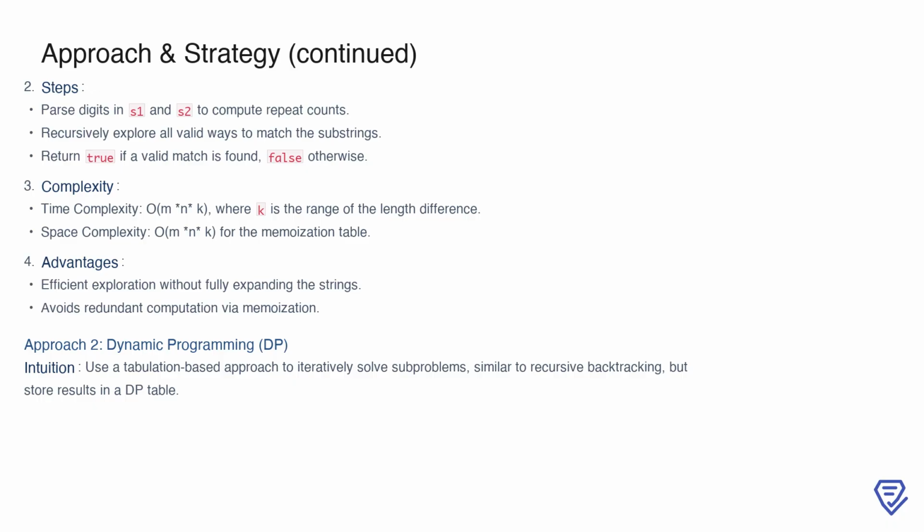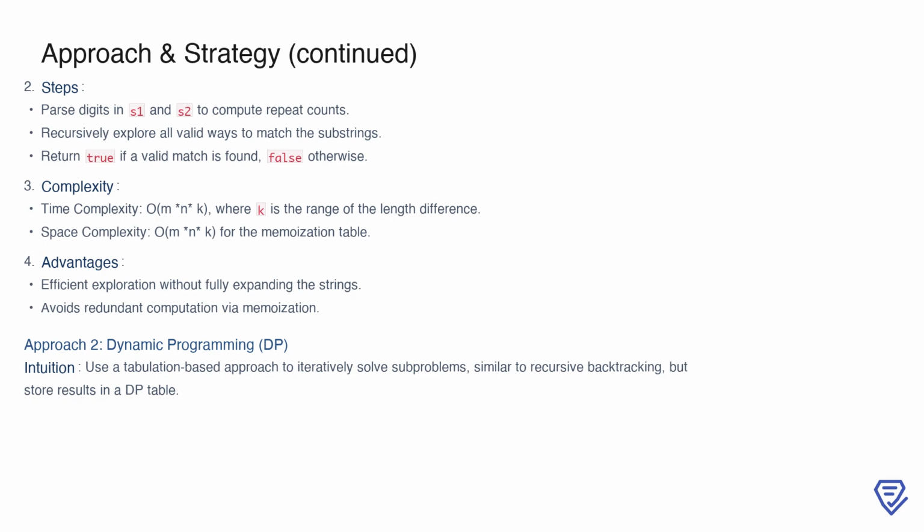This approach has several advantages. By exploring only valid expansions rather than fully decoding both strings, we minimize unnecessary computation. Additionally, memoization ensures that we do not revisit the same subproblem repeatedly, further improving efficiency.